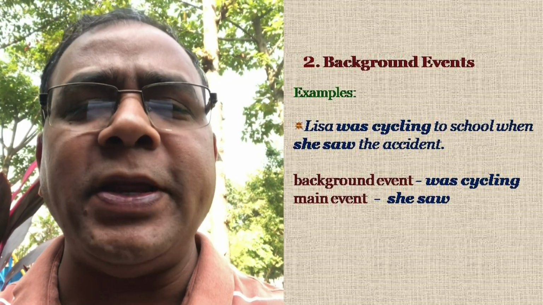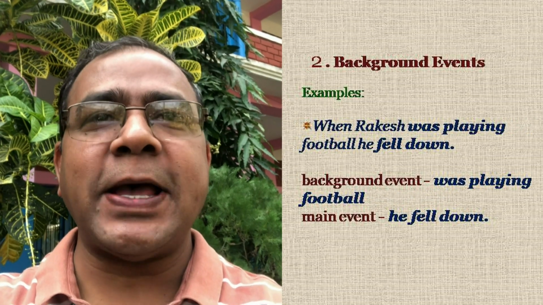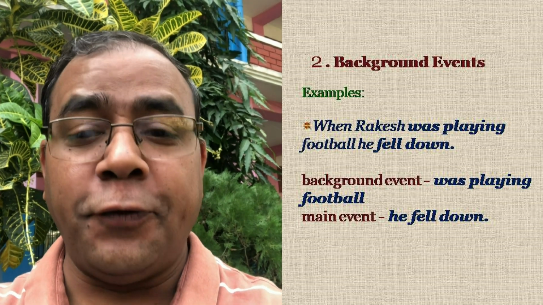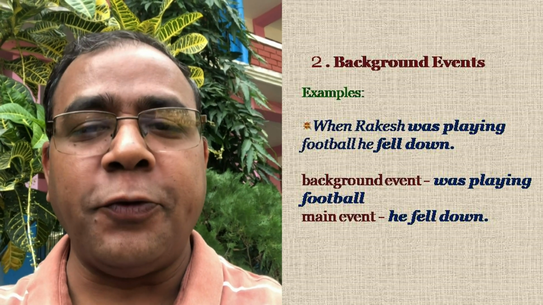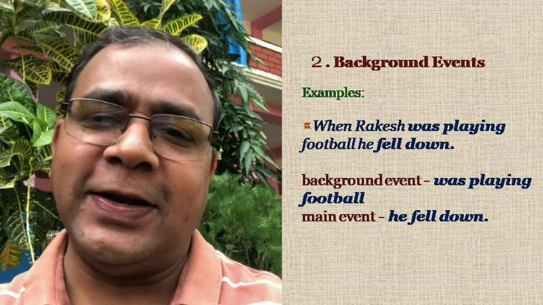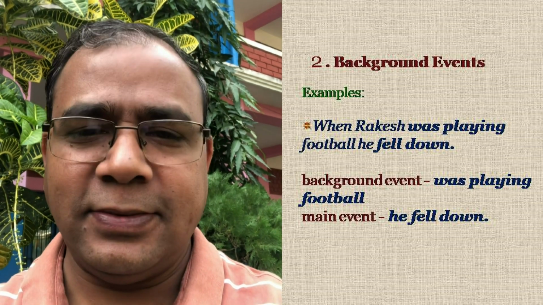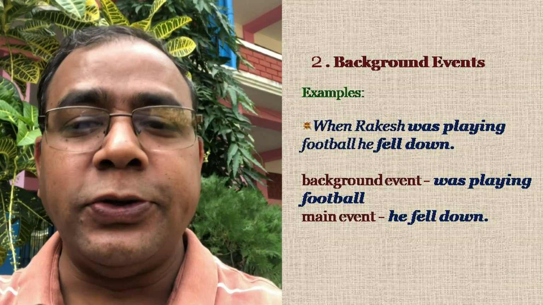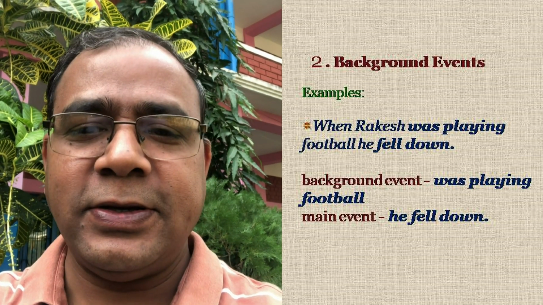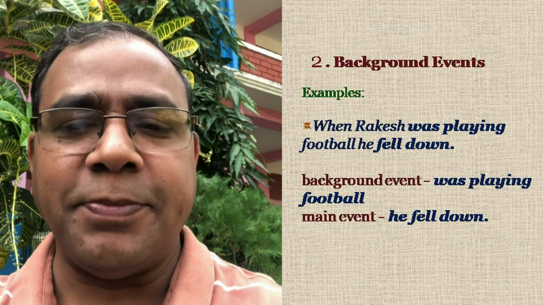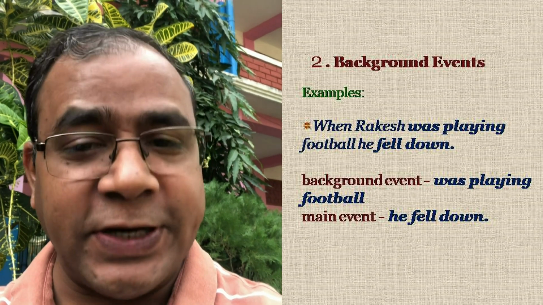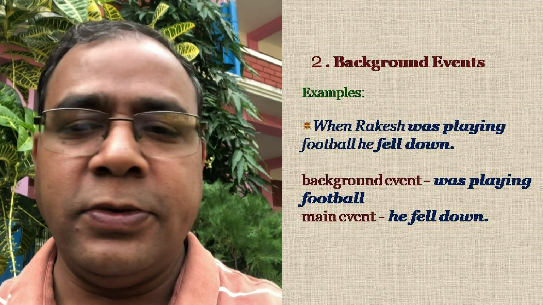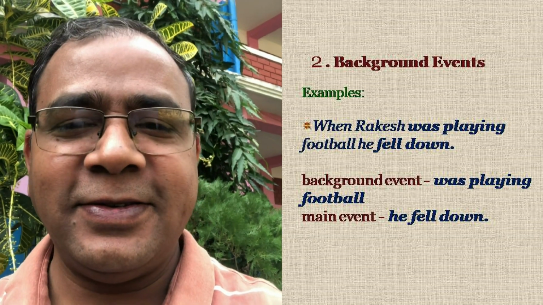And then you can use so many sentences in that way. See the next example. What is the background event? When Rikesh was playing football, what happened? He fell down. Okay, he broke his leg. It's something like that. So you see, the past continuous tense is used to narrate the background event. Something I was doing and then something happened. When I was watching TV yesterday, my father came home. See? It's very, very simple.